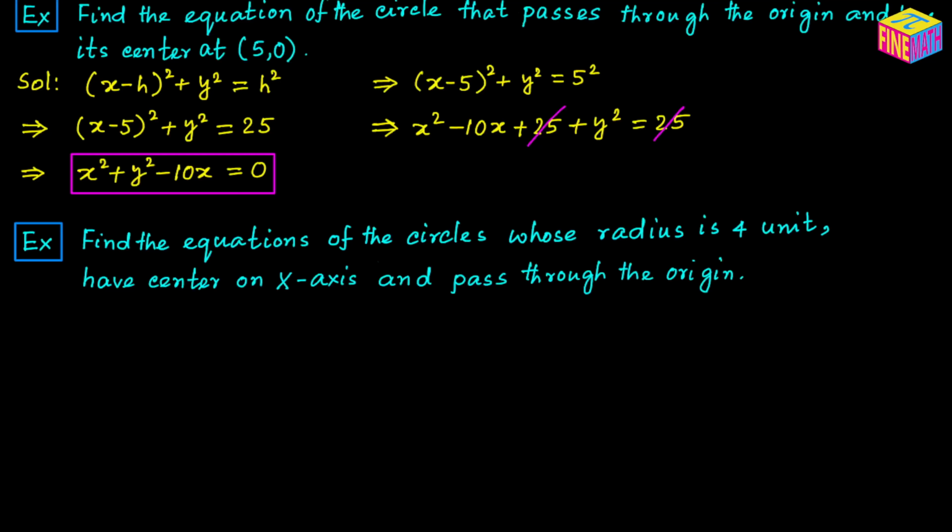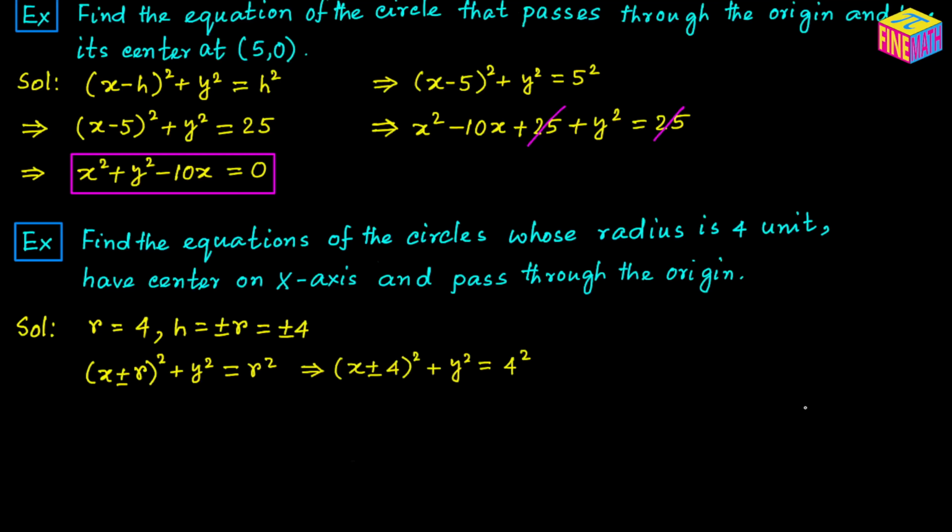So in this case we are going to use the second equation. Here the radius is equal to 4 and h is equal to plus or minus r, which is equal to plus or minus 4. As you have seen up above, the equation of the two circles can be written as (x plus or minus r) whole squared plus y squared is equal to r squared. And if we plug in the value of r, the equation will look like (x plus or minus 4) whole squared plus y squared is equal to 4 squared.